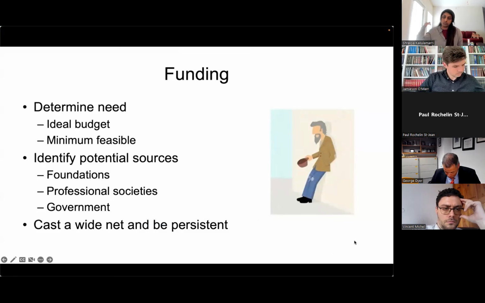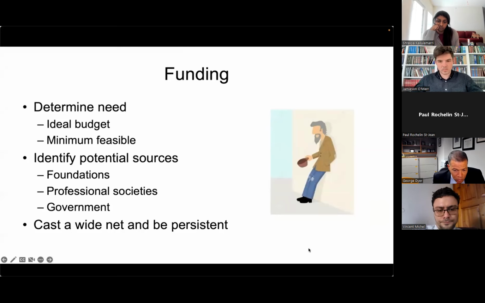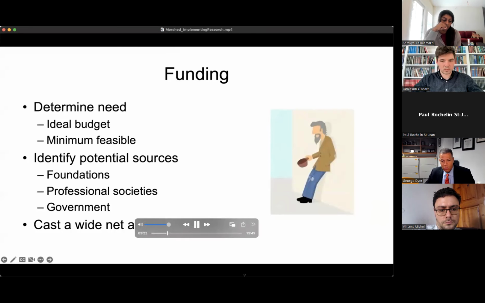We need to identify potential sources of funding. They may come from your institution, they may come from foundations or professional societies, and often the big ticket funders include government and sometimes NGOs. You want to cast the wide net and be persistent. It often means starting small and building your bank account with subsequent rounds of applications and grants for funding.